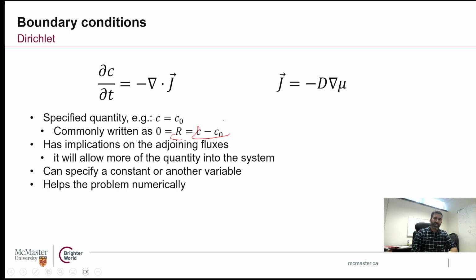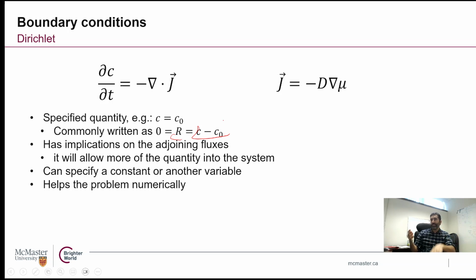We've just moved it onto one side, and then R equals 0 affects that constraint. Please do note that this has implications on the adjoining fluxes. What ends up happening is that the mathematics makes that quantity, that value at that point, consistent with the fluxes that are going on around that. So that might not make sense to you until you experience it.